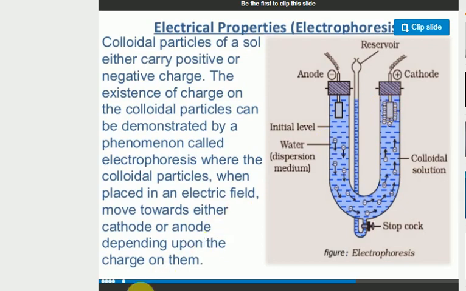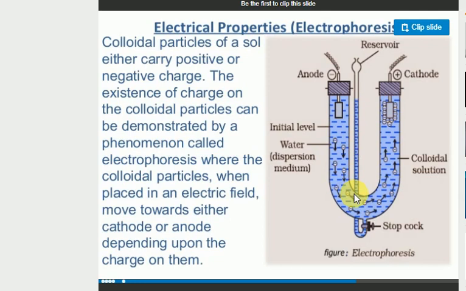This is called electrophoresis. The colloidal particles carry either a positive charge or a negative charge only. The existence of charge on colloidal particles can be demonstrated by the phenomenon called electrophoresis. The charge can be removed by different methods. For example, if you add some electrolyte: suppose the colloidal particles have a negative charge. When I add a positive-charge electrolyte, the negative and positive charges combine and form a neutral species. Alternatively, if I heat the colloidal particles, they bombard very fast and lose their charge, and they will undergo sedimentation or flocculation.